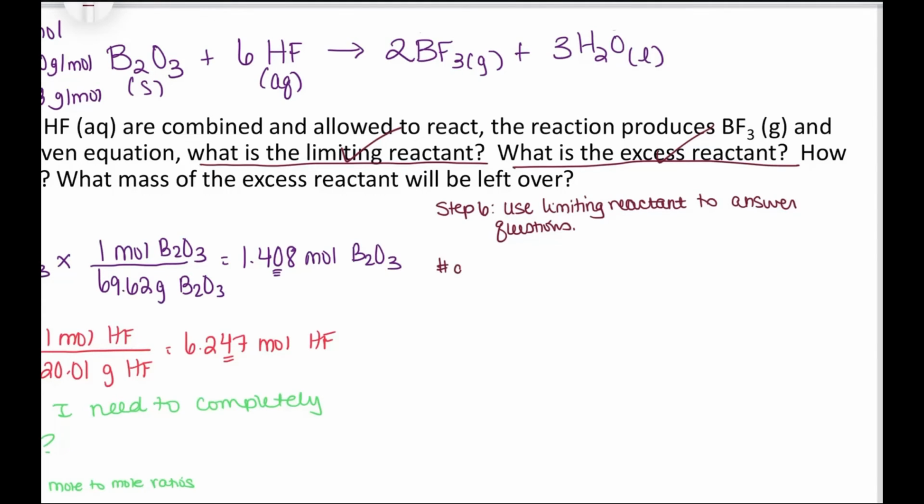I want to know how many grams of BF3 I can produce from my limiting reactant. I have 6.247, keeping track of my sig figs here, moles of HF. I know that 2 moles of BF3 will be produced for every 6 moles of HF. If I add up the molar mass of BF3, I find the molar mass of BF3 to be 67.81 grams to every 1 mole of BF3.